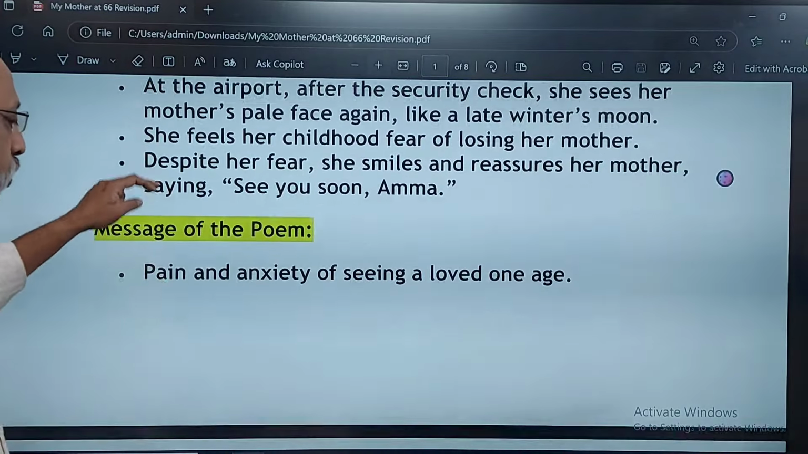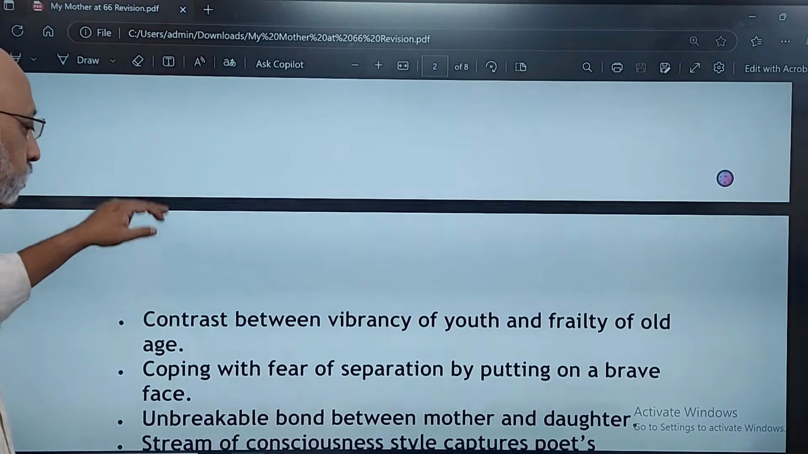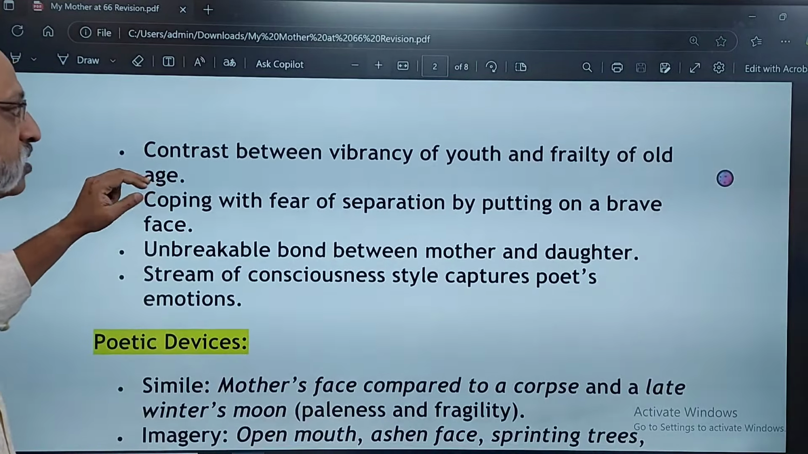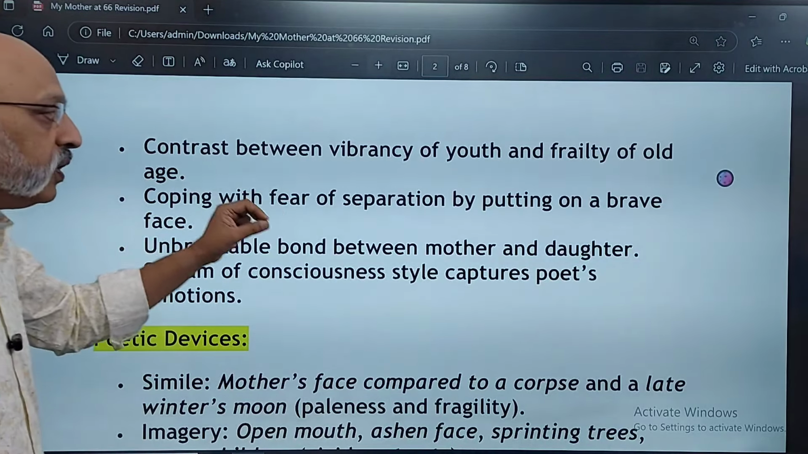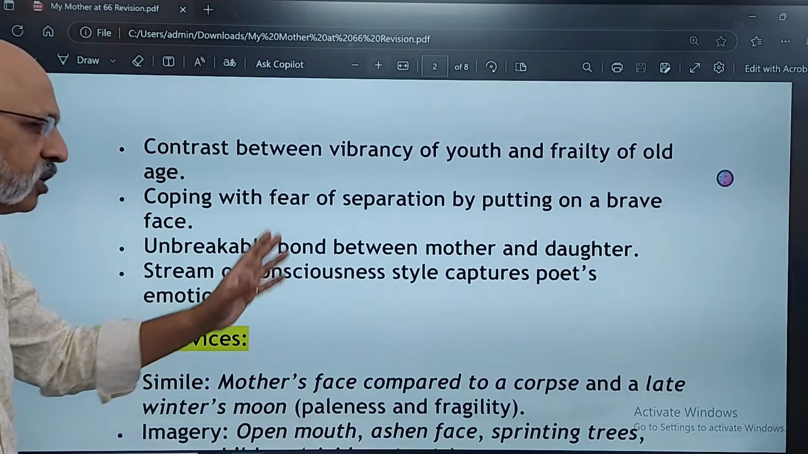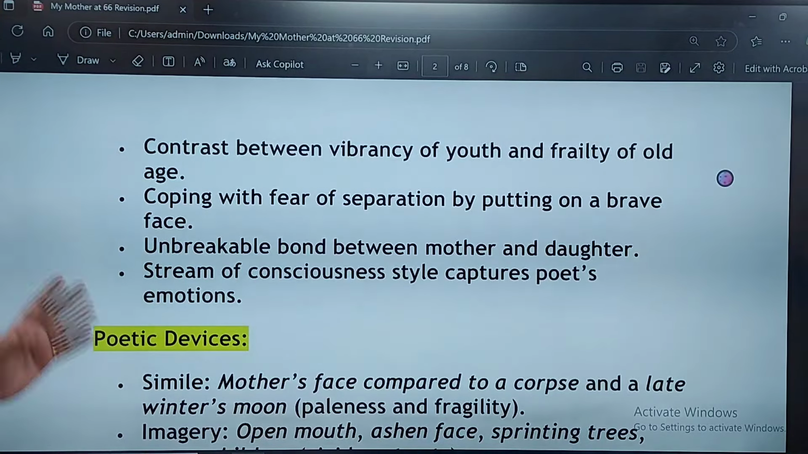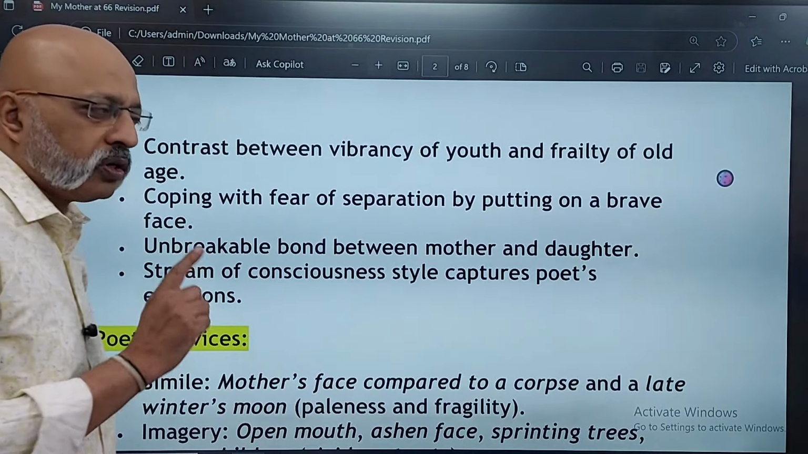What's the message of the poem? Pain and anxiety of seeing a loved one age. The contrast between the vibrancy of youth and the frailty of old age. Coping with fear of separation by putting on a brave face. If you can, take a screenshot or just note down these keywords. I'm not asking you to note down all the words.